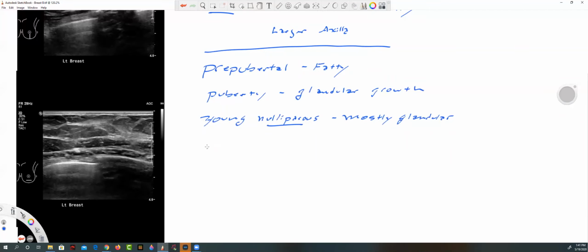Female and male. I don't like my male. There we go. Looks a little more robust now. Rudimentary ducts at birth.